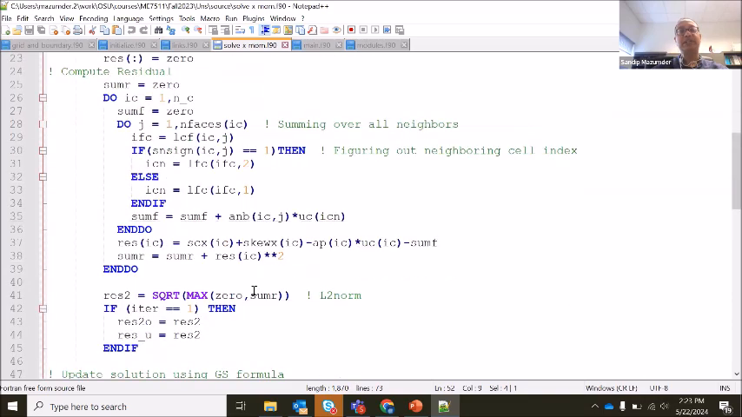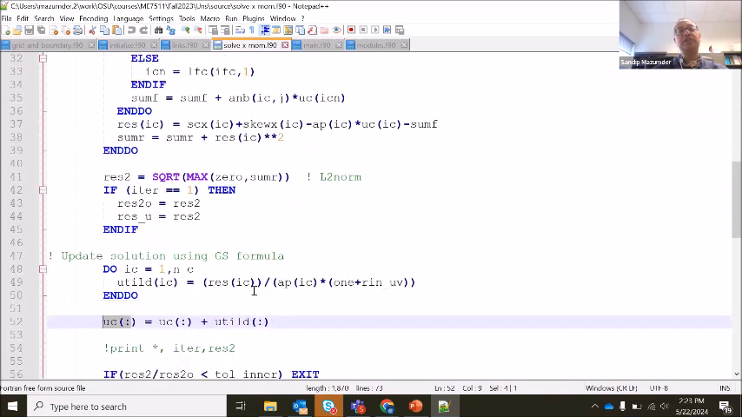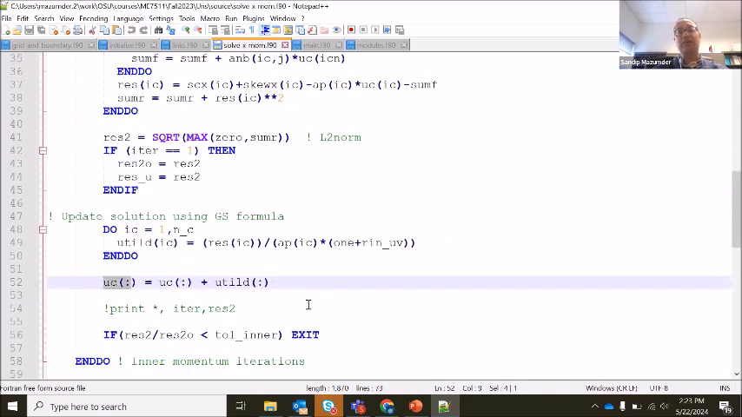So solving the X momentum, as you can see, it's pretty short. And the same thing you're going to have for the Y momentum equation. So hopefully this gives you some idea of how to implement things in the case of an unstructured finite volume method for the SIMPLE algorithm.